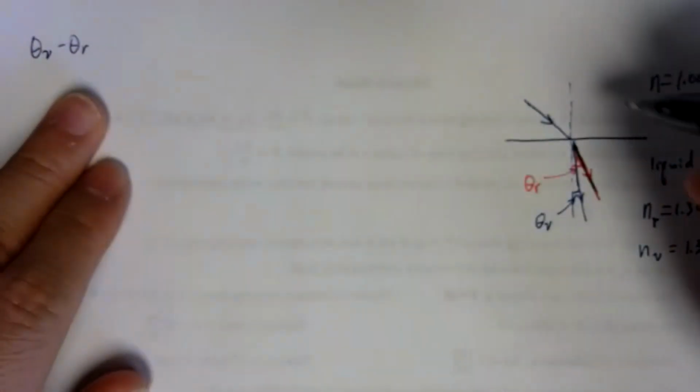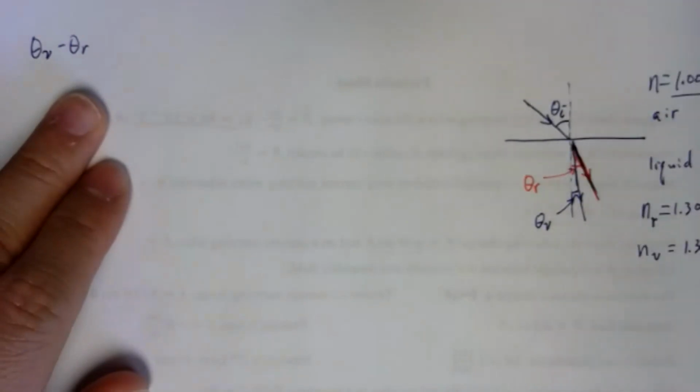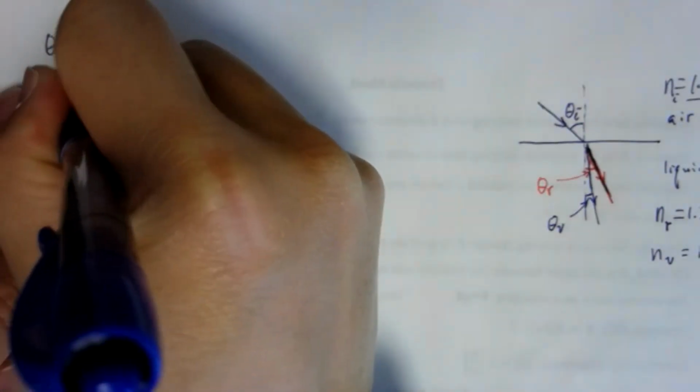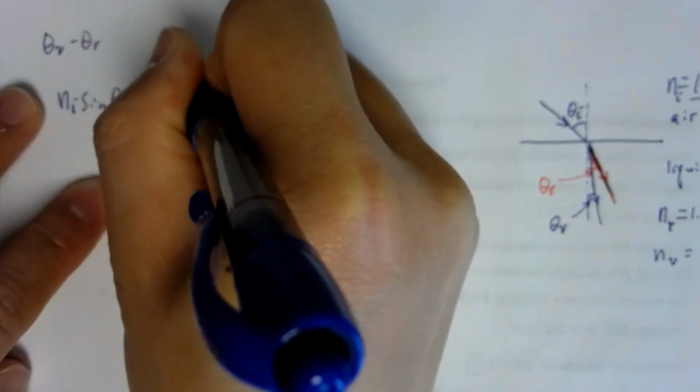You actually just apply, so the incident angle is the same. Let's call it theta I. So you apply Snell's law twice for the red light, and you find your theta R. Try to focus here.